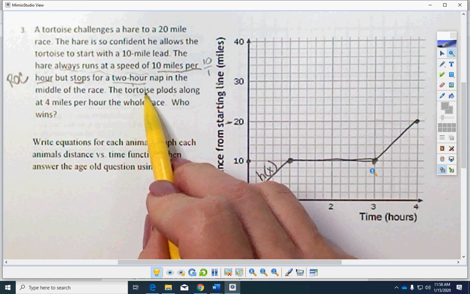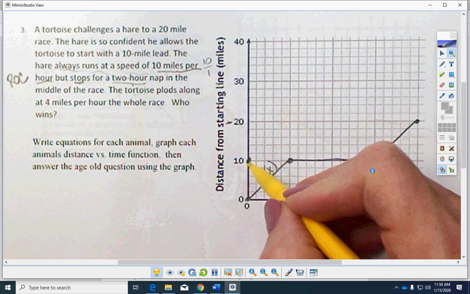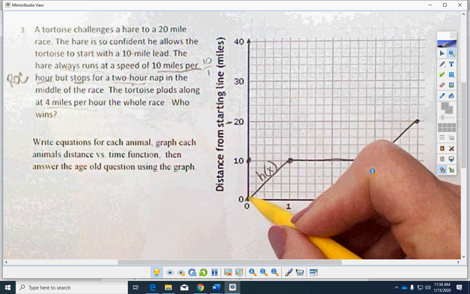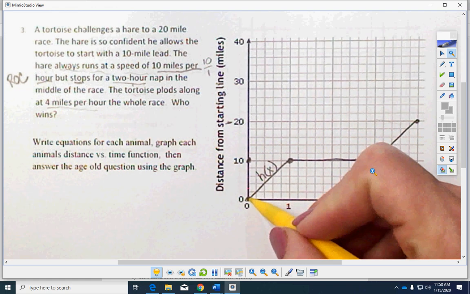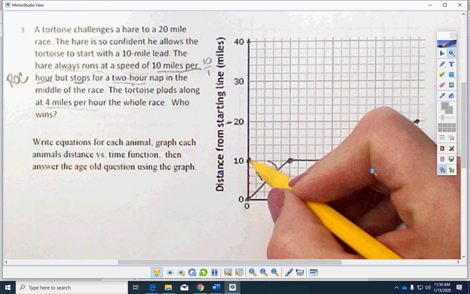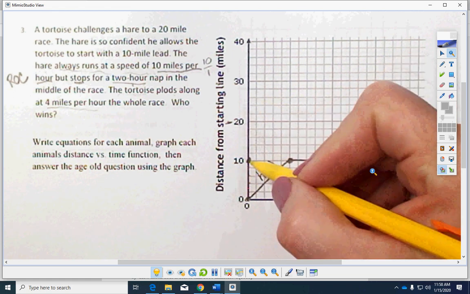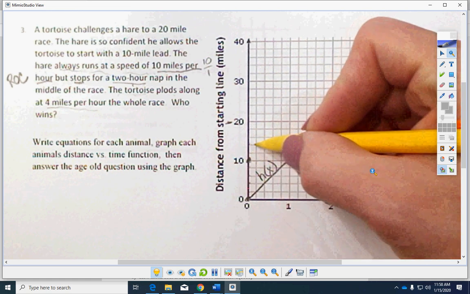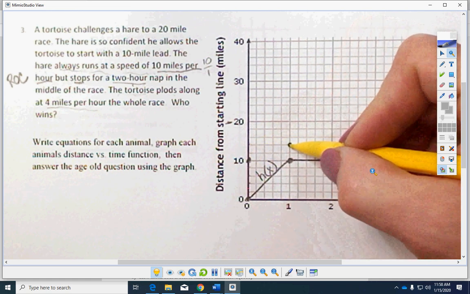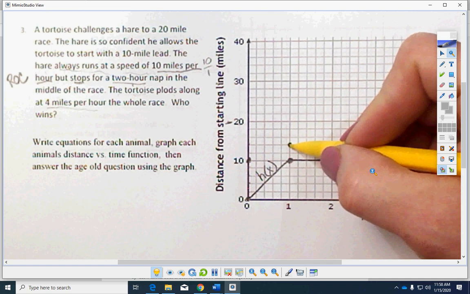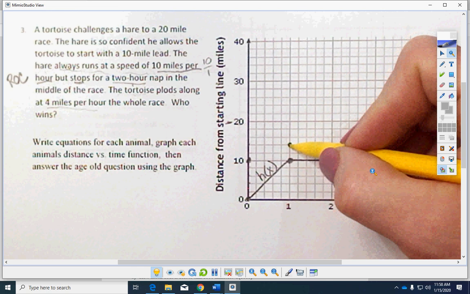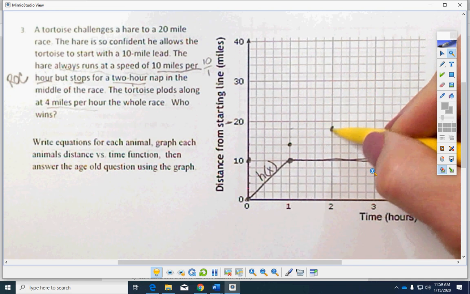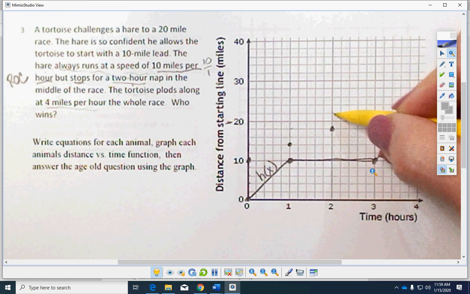Now I want to graph the tortoise. Remember, the tortoise started at a 10-mile lead, and he goes 4 miles per hour. So be careful what your scale's going by. I think it's going by 2s. 2, 4, 6, 8, 10. Yes, so the y scale is going by 2. So if he goes 4 miles in an hour, that's where he is after the first hour. He made it 12 miles after the first hour. And he continues the whole way without taking a break. So 4 miles an hour and 4 miles an hour.